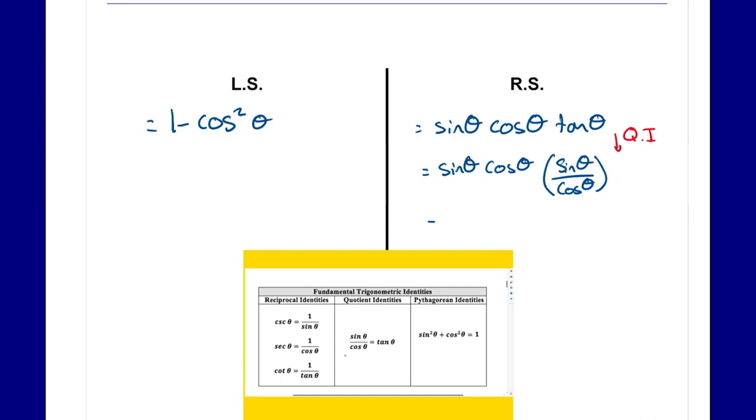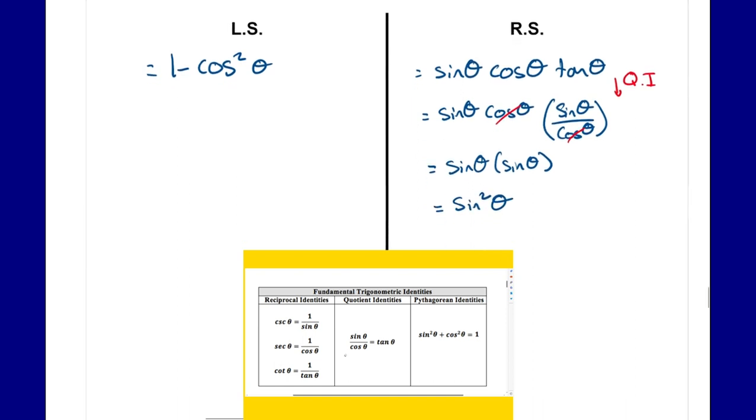I'm going to keep going through, because if I'm multiplying by cosine and dividing by cosine, these will actually cancel out. So I'd be left with sine theta times sine theta. I can multiply those together and it becomes sine squared theta. Can I do anything further? I can't really do anything further.